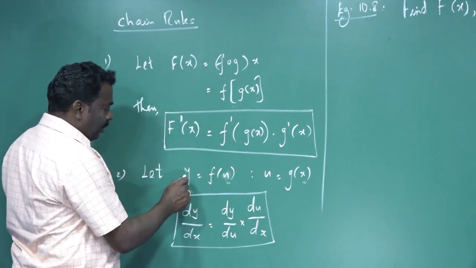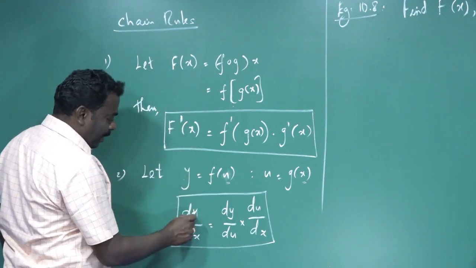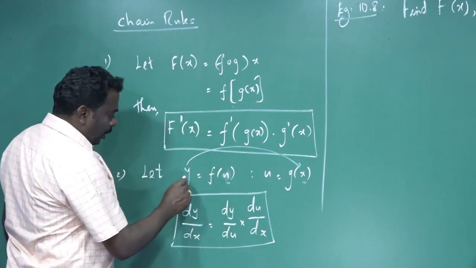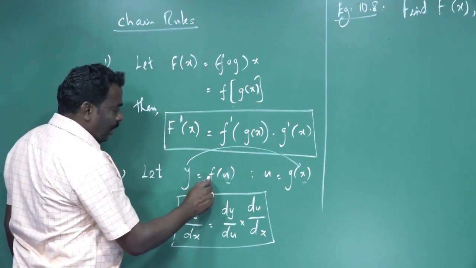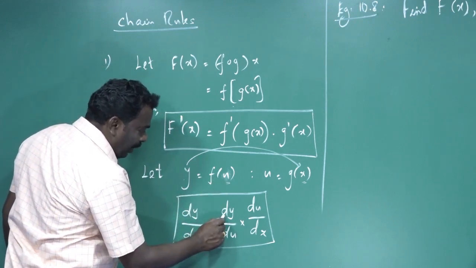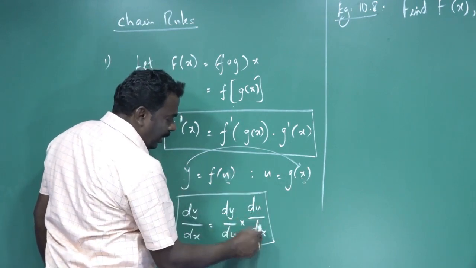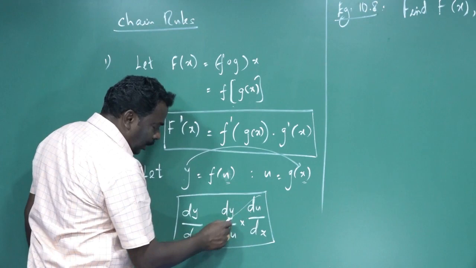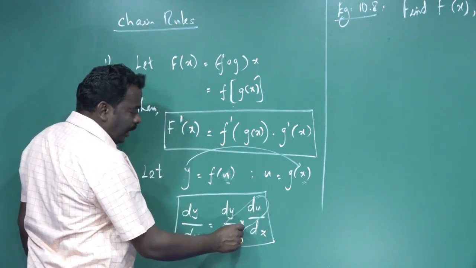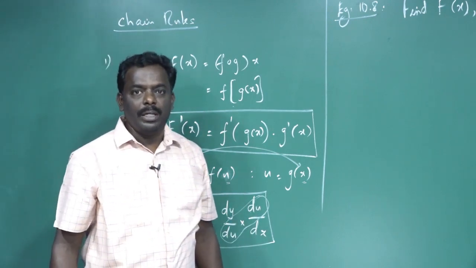Now differentiate the y function with respect to x; we write dy by dx. The y function is defined as y equals f of u, and differentiating y with respect to u, we write dy by du. But u is a function of x, therefore du by dx. So applying the chain rule, dy by dx equals dy by du into du by dx. We use this chain rule to solve the sums in exercise number 10.3.